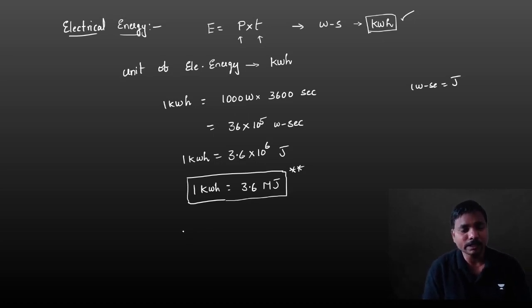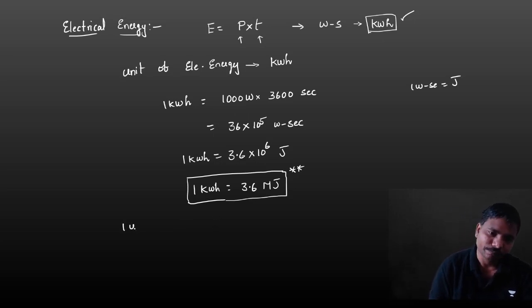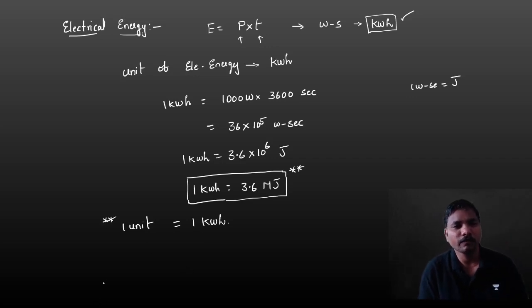Generally we say we have consumed 100 units, 200 units, 300 units, like that. What is the unit? 1 unit, our commercial unit, is nothing but 1 kilowatt hour. So if we have consumed 200 units, it means 200 kilowatt hour. So note down this one.